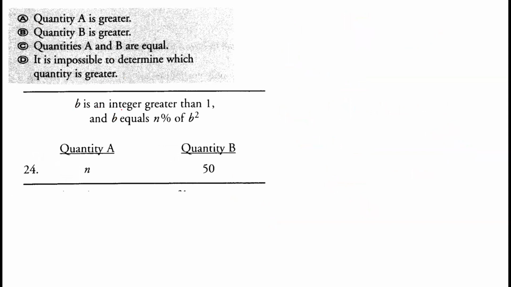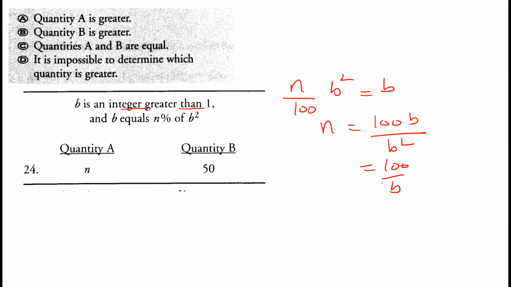Now B is an integer greater than 1, and B equals n%. Now n% of B square equals B. So we can say n equals 100 B divided by B square. So this is 100 over B. So n equals 100 over B. Now B is an integer greater than 1 and B equals n% of B square.